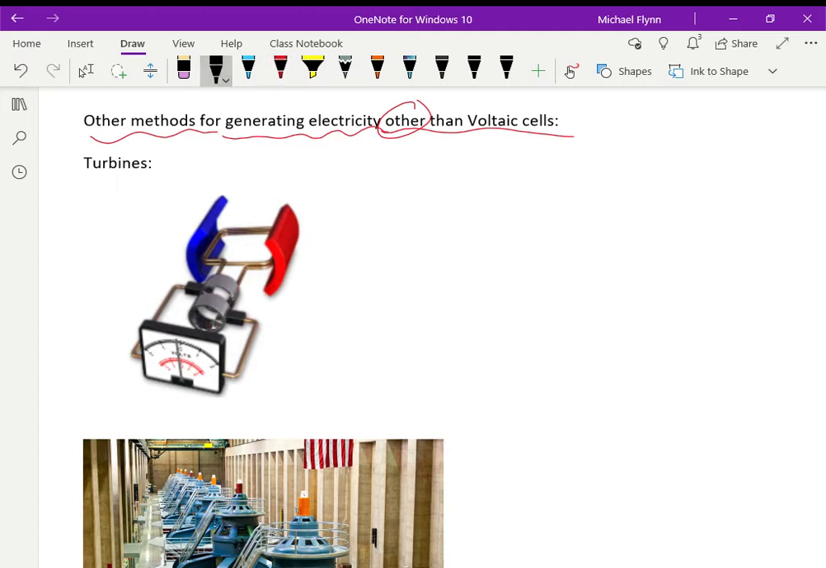What you're seeing here is a schematic of a turbine. And I'll show you the animation tomorrow. This spins. Okay, there's a little coil in there that spins. It's a rotating armature. And these blue and red objects that you're seeing here are actually magnets.